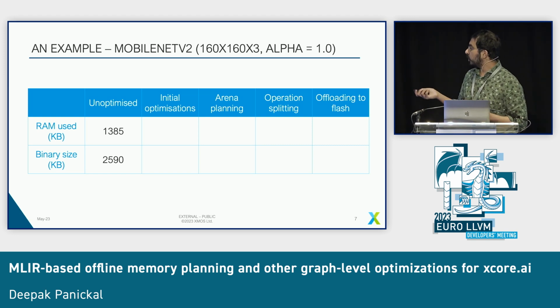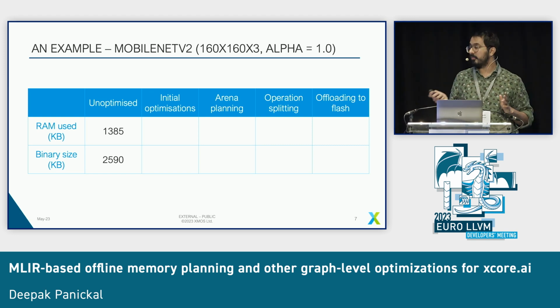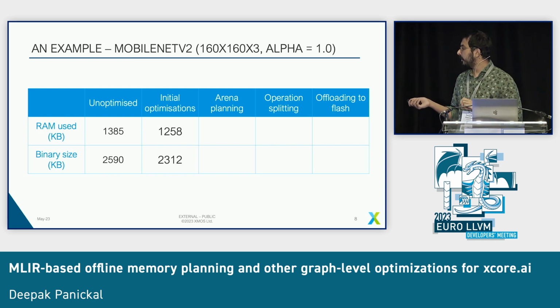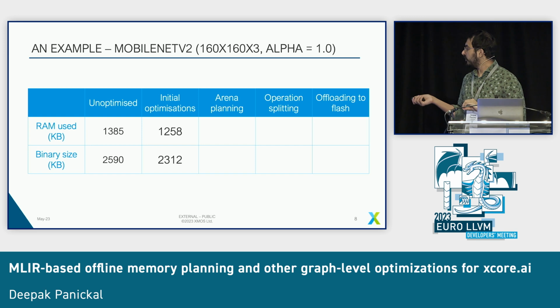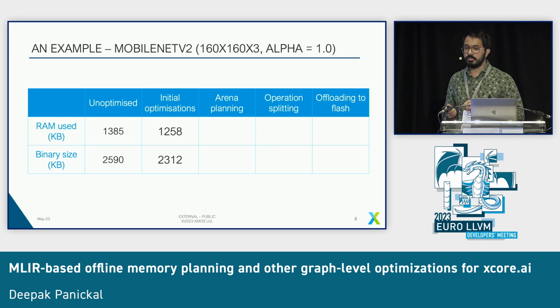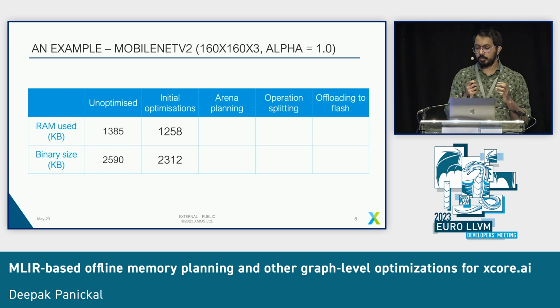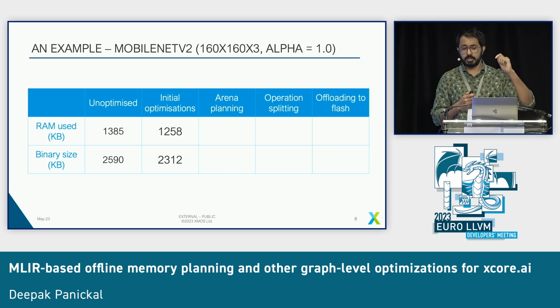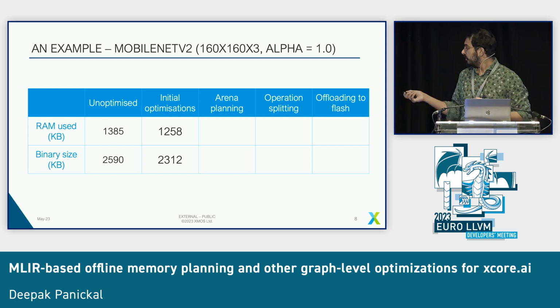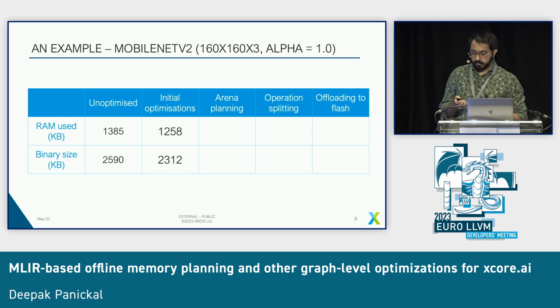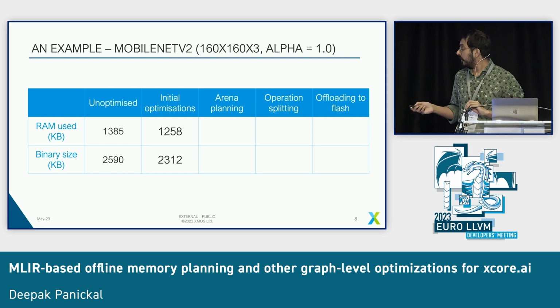After doing the initial optimizations, after using the graph compiler, there is a slight difference. It goes down to 1.3 megabytes for RAM and 2.3 megabytes for the binary size. So this will still not fit on our chip, but the difference here is that now it will at least run fast, right? And you can see by the end of the presentation, with these three passes that I'm going to talk about in MLIR, the model will fit on the chip. So let me move on to the MLIR passes.